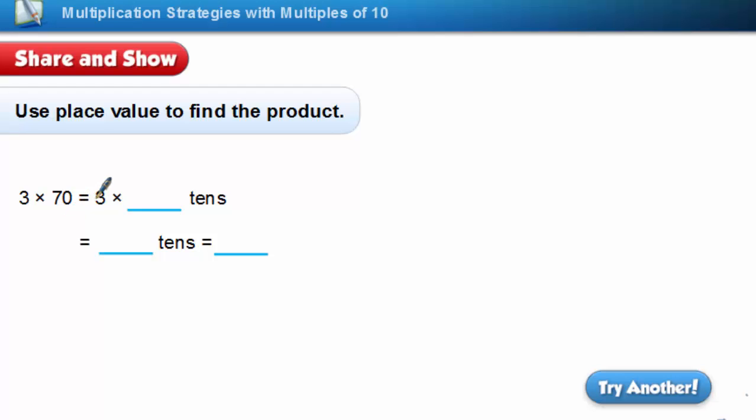3 times 70 equals 3 times, how many tens is 70? Oh, good, 7. You guys are quick on that. So 3 times 7 tens equals how many tens? Good, because 3 times 7 is 21, because you know your 3's and your 7's. So 3 times 7 tens equals 21 tens. So what is 3 times 70 altogether? 210, because we added 0 at the end for a tens. 21 tens is the same thing as 210. Awesome.